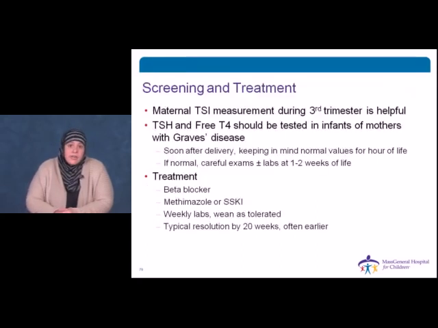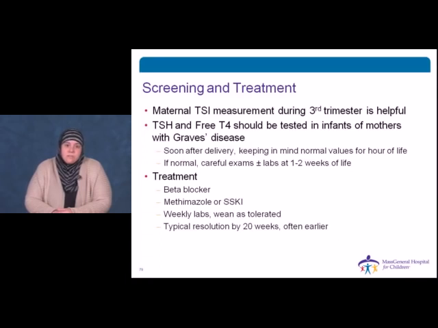So in terms of screening an infant, if you know the mother has Graves' disease, first of all, it's very helpful if you can measure the maternal TSIs during the 3rd trimester, because this gives you a sense of the infant's risk for having neonatal Graves. And infants born to moms with Graves' disease should have TSH and free T4 checked soon after delivery, keeping in mind the normal values. But if there's significant Graves, the TSH will be significantly suppressed. And again, that's not subtle compared to the usual presentation of thyroid tests. And if these are normal, especially in an infant of a mom who's received thyroid drugs, you probably want to recheck at 1 to 2 weeks of life once the concentrations of these drugs are out of the infant's system.